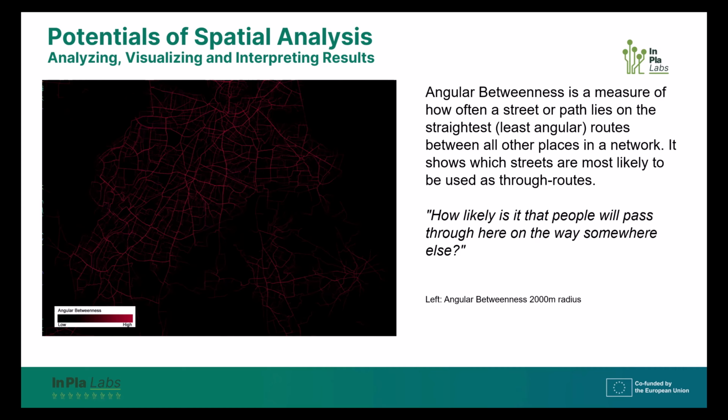So to put it very simply, what we're asking is how likely is it that people will pass through this space to get to somewhere else? So this is different from integration, which looks at how accessible a location is, which is looking more at to-movement. And here we're looking at through-movement. So how these streets perform as connectors. Streets with a high angular betweenness are those that often form natural shortcuts, so straight continuous paths that help link distant places.